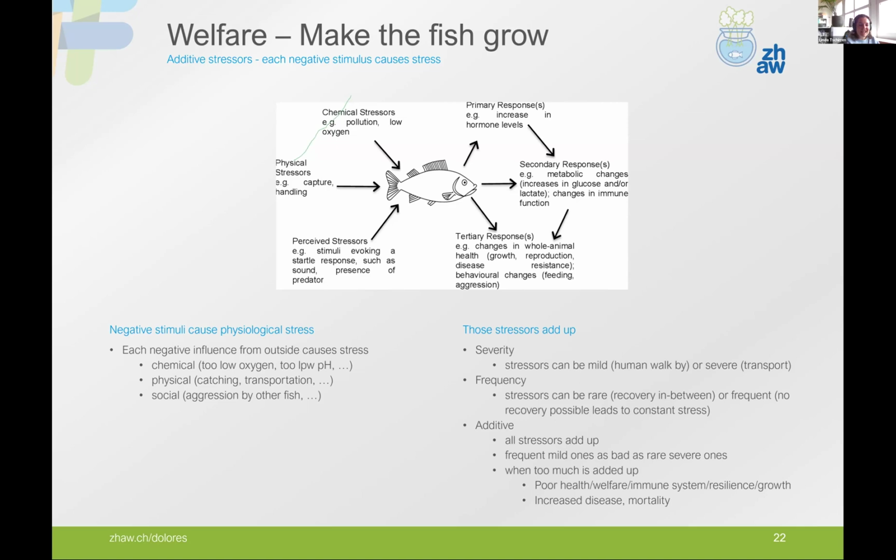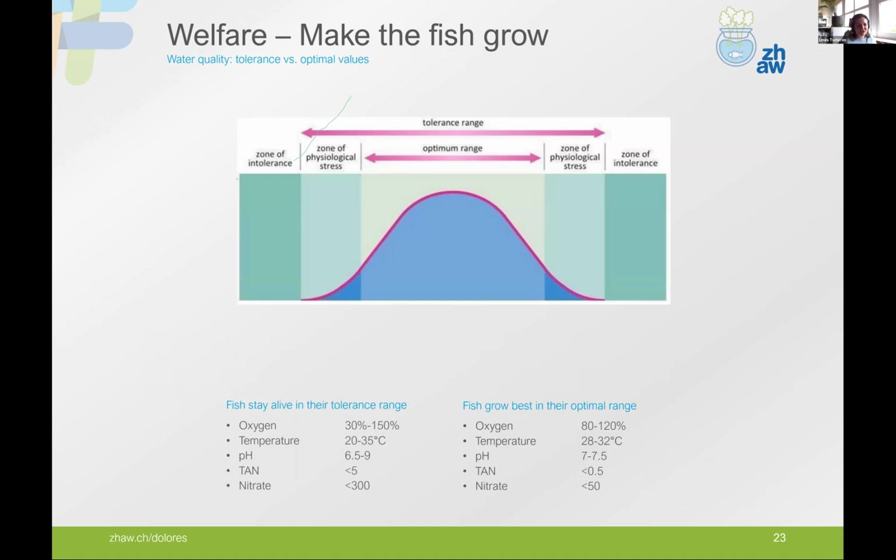If you have too much stress that adds up, this leads to poor welfare, the immune system gets impaired, you will have less resilience towards diseases and, of course, also less growth. And in the worst case, you really have increased mortality. So how do you get from healthy to well? It's easy. Instead of being in the tolerance range, you try to be in the optimum range, for example for oxygen and all the water parameters. Instead of stressing them and just being okay with oxygen, keep them in optimal oxygen conditions, and you will have better growth and a better FCR.